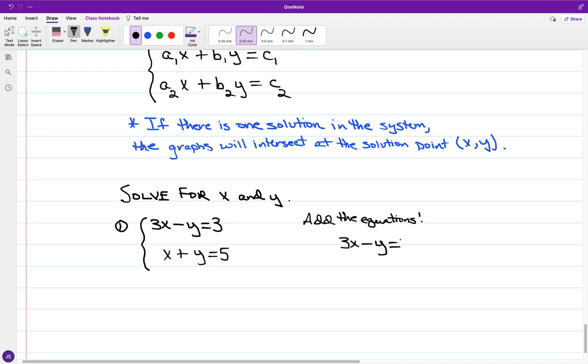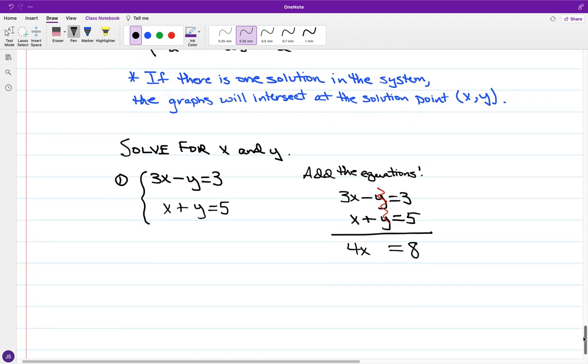So you're going to have 3x minus y is equal to 3, and I have again that x plus y is equal to 5. If I add the equations, the negative and positive y go out. So here I have 3x plus x making 4x, and 3 plus 5 is 8. If I solve for x, dividing by 4, I have that x is equal to 2. So I have half the solution with x at 2.